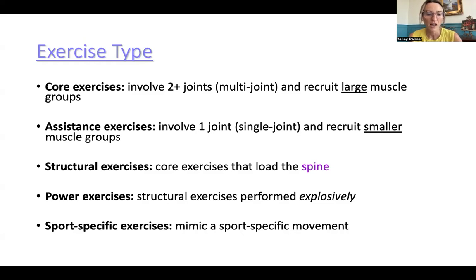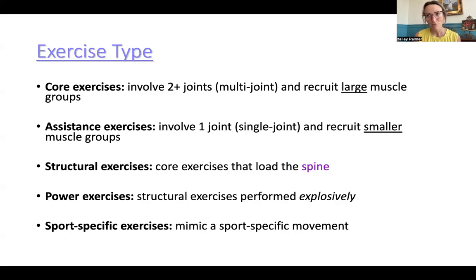Structural exercises are the core exercises that load the spine. So anything where the bar is placed on your back, racked across your shoulders, or over your head. And then also deadlift is an indirect structural exercise that indirectly loads the spine. So think back squat, front squat, deadlift, shoulder press. Power exercises have their own category because they're performed explosively. And then sport specific exercises are different for every single athlete.